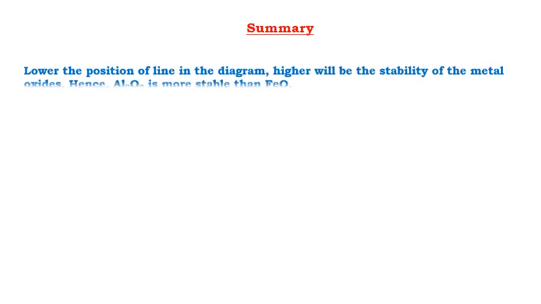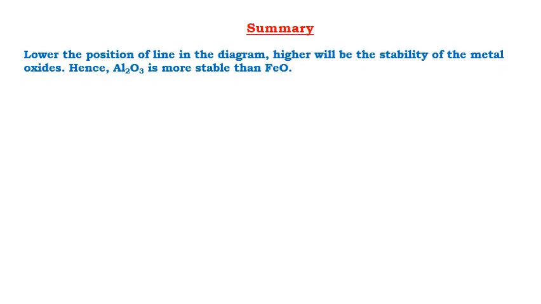Right, now let us see the important highlights of the Ellingham diagram. The lower the position in the Ellingham diagram, meaning the lower the delta G, the higher the stability of the metal oxide. So we can see from the graph that aluminum oxide is more stable when compared with iron oxide, because aluminum oxide has a more negative delta G than iron oxide.